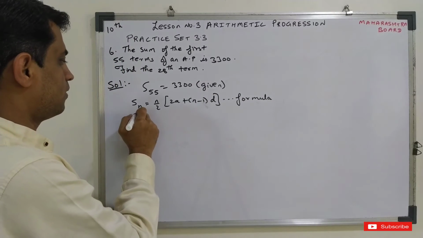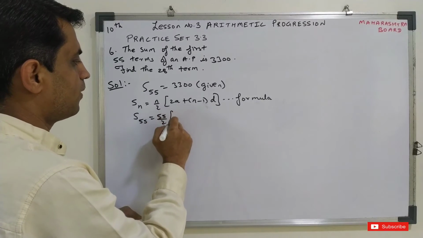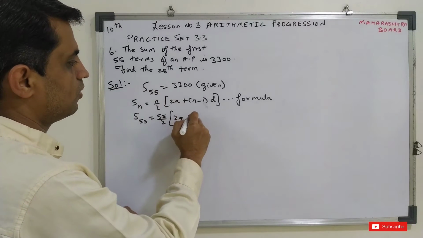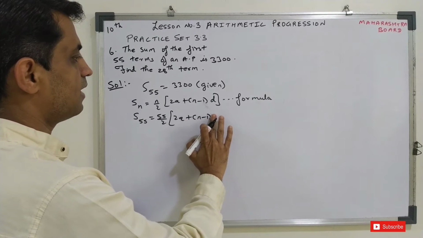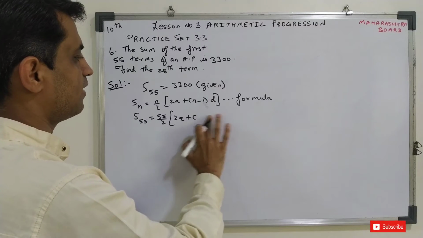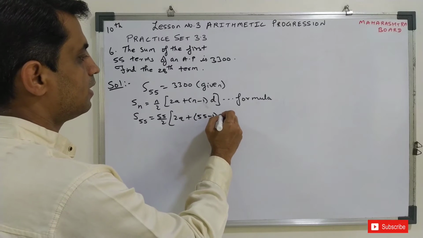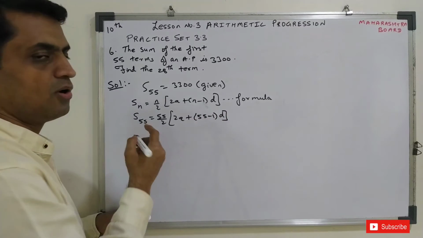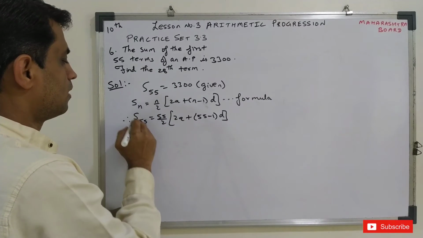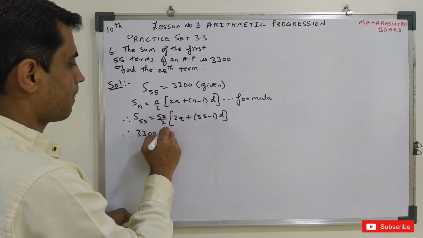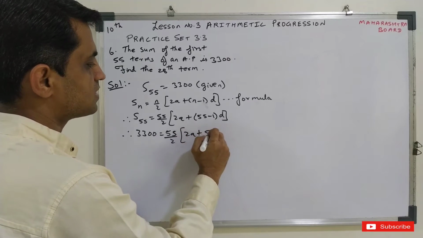Now let us substitute. Instead of n we will write 55. 55 upon 2, 2a, a we don't know, n minus 1, n we know. What is our n? Our n is 55. d we don't know. So we have substituted all those values which we know. We know S55 value is how much? 3300. So 3300 equals 55 upon 2 into 2a plus 54d.